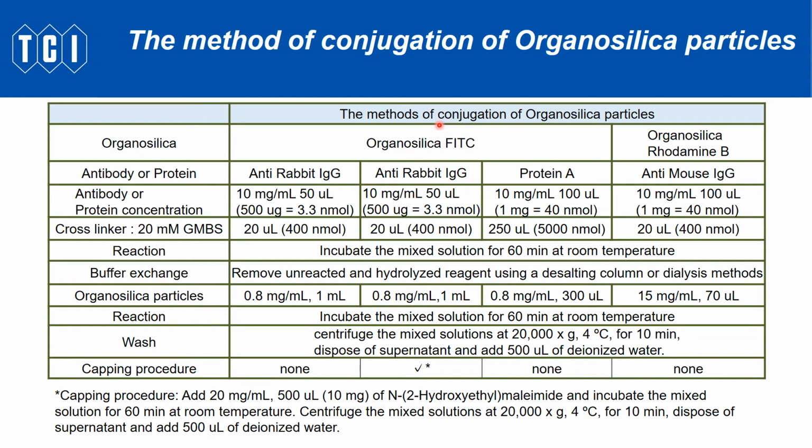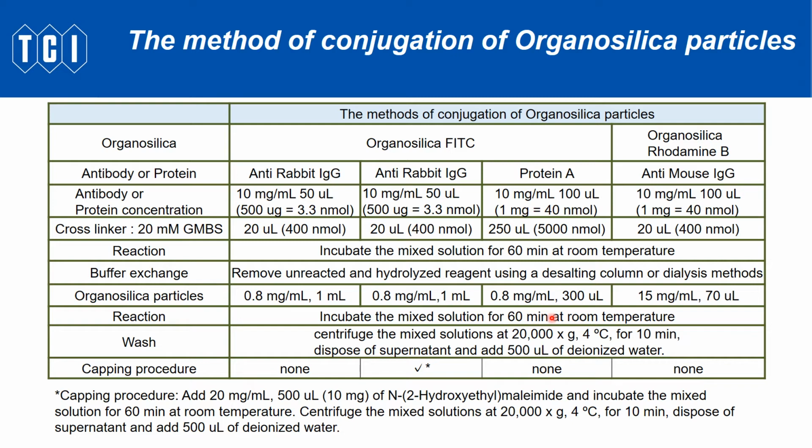Here are the methods of conjugation of organosilica particles. At first, antibody or protein and cross-linker are mixed at this concentration and incubated for 60 minutes at room temperature. After the incubation, the solution goes through a buffer exchange step. Remove unreacted and hydrolyzed reagent using a desalting column or dialysis methods. And then, the organosilica particles are mixed at these concentrations with the solution and incubated for 60 minutes at room temperature. After the incubation, the solution goes through a washing step.